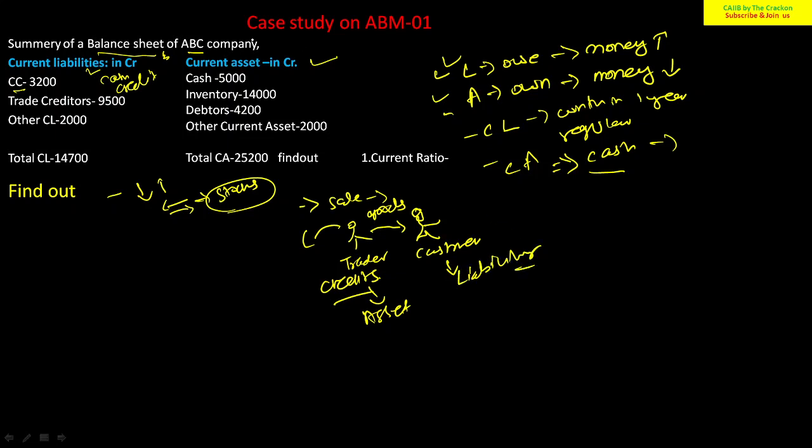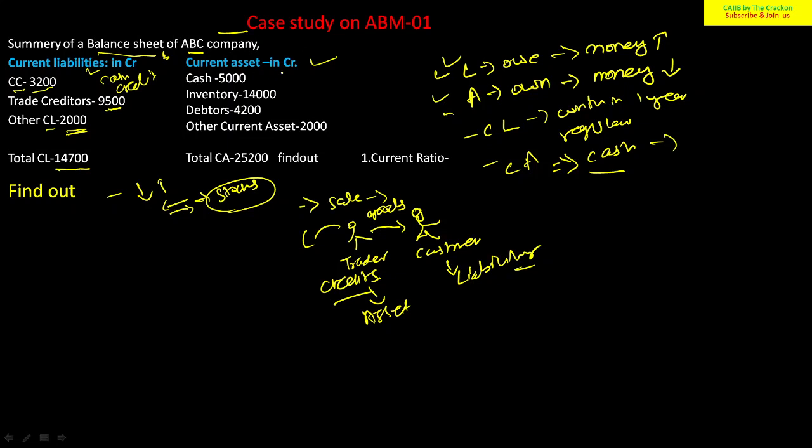So in case of ABC company, because they have bought some items from the traders, they need to pay on an ongoing basis, right? On a regular basis you need to pay when you buy some items. So trade creditor is 9500, other current liabilities is 2000, and the total if we add 3200, 9500, 2000 comes to 14,700. So this is about the current liabilities, right? So hopefully it's clear now.